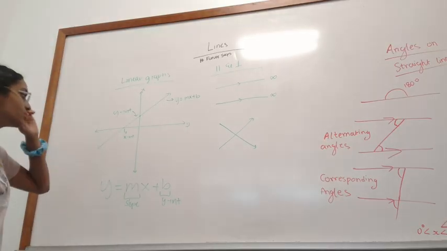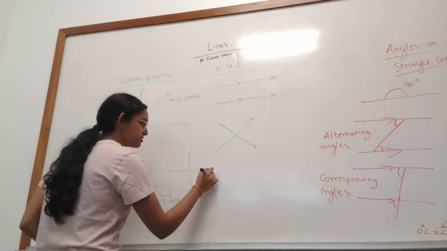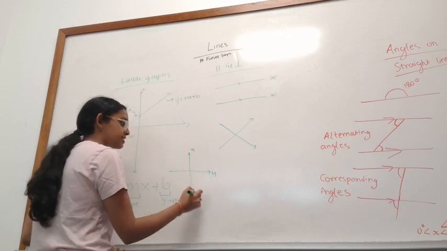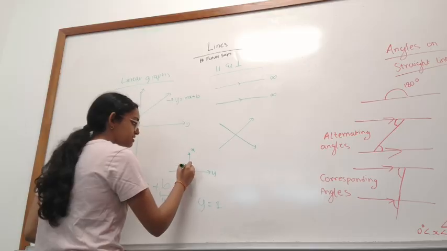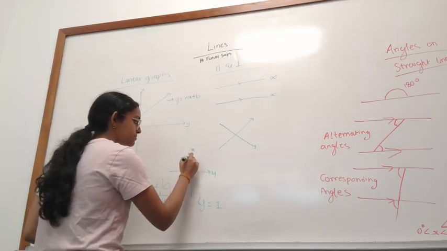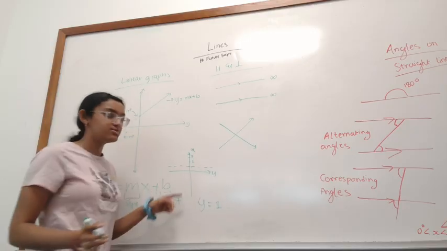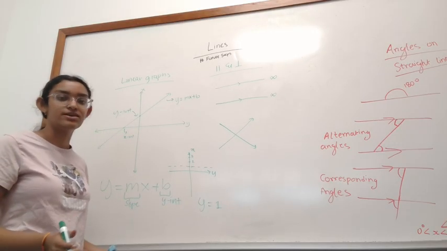But then if we had a horizontal line type of graph, which would be something like this. So let's say this is our y and this is our x. Let's say I want to draw y equals 1. And this is 1, this is 2, this is 3. And that line would be right here. So notice how it only has a y-intercept, no x-intercept, and it's just a straight line going forever.